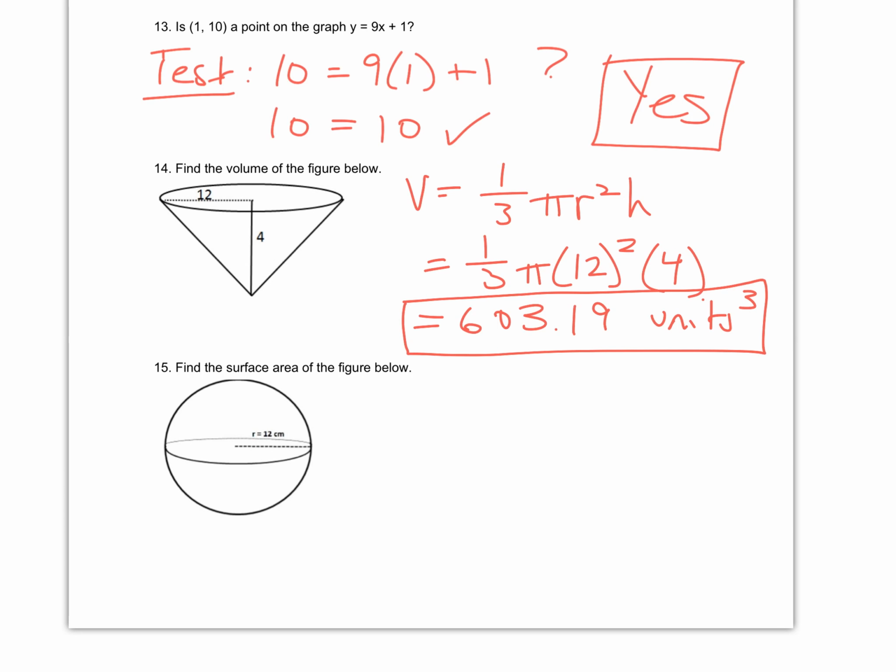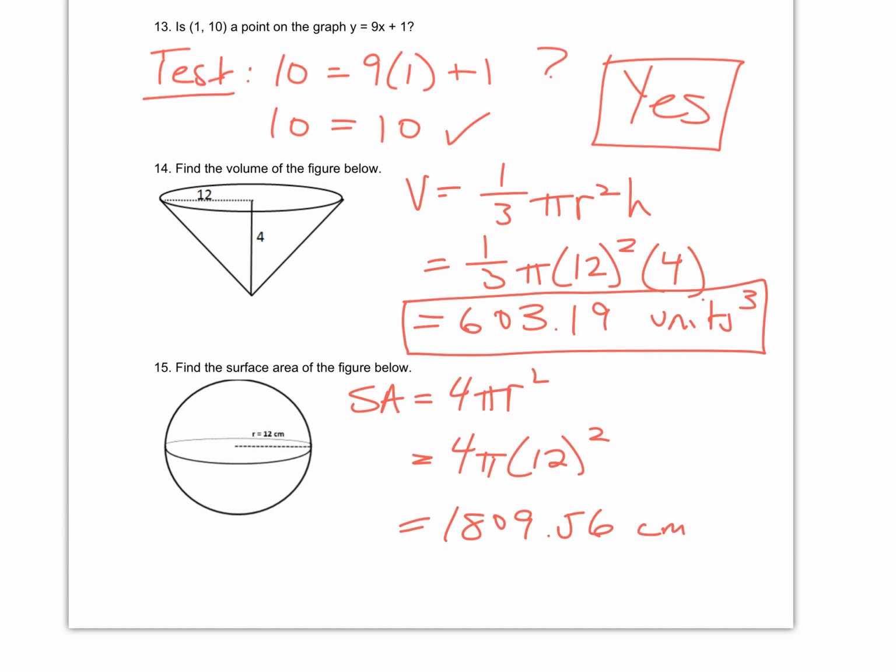The next one, find the surface area for the sphere. The surface area formula for a sphere is 4 pi r squared. So really all we need is the radius here, and the radius is 12. I can just jump right to a calculator and calculate 4 pi times the radius squared, 1809.56, and that's centimeters cubed.